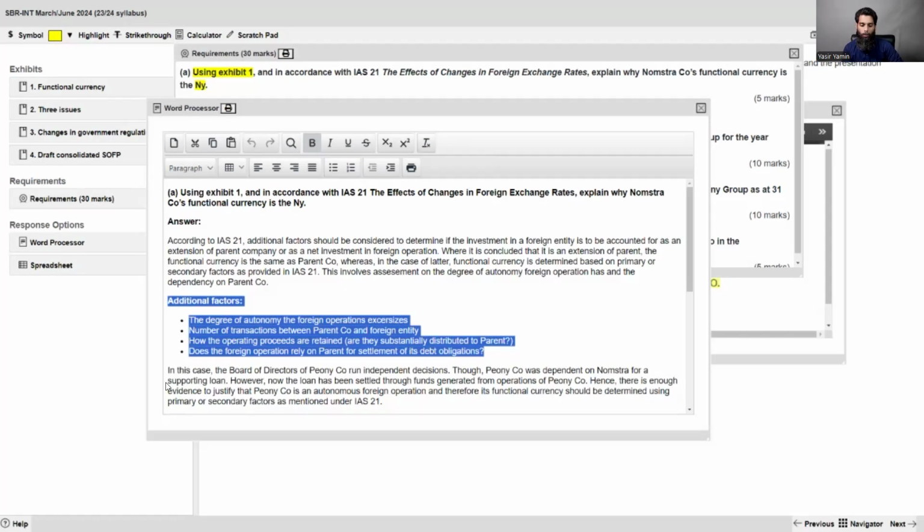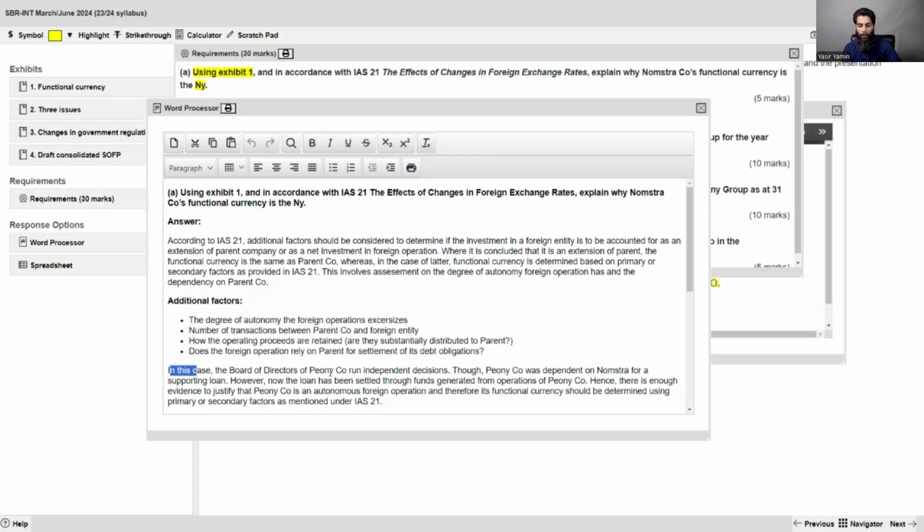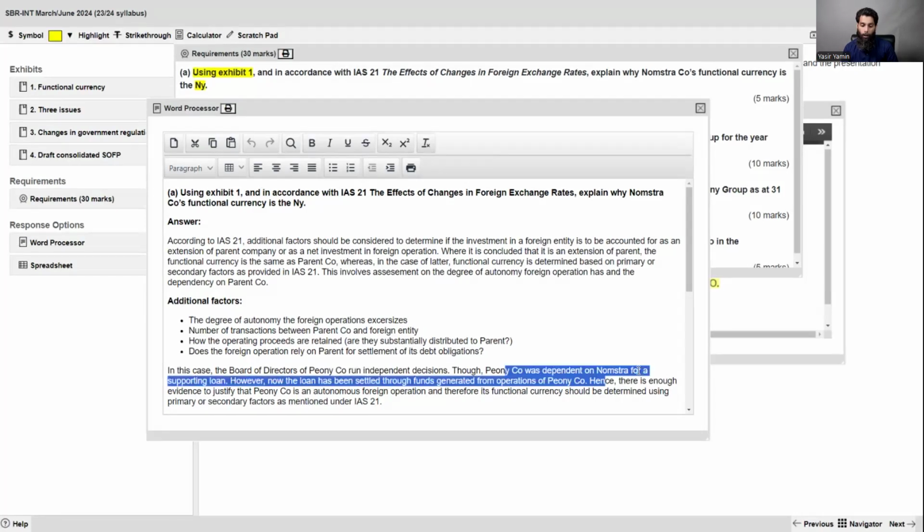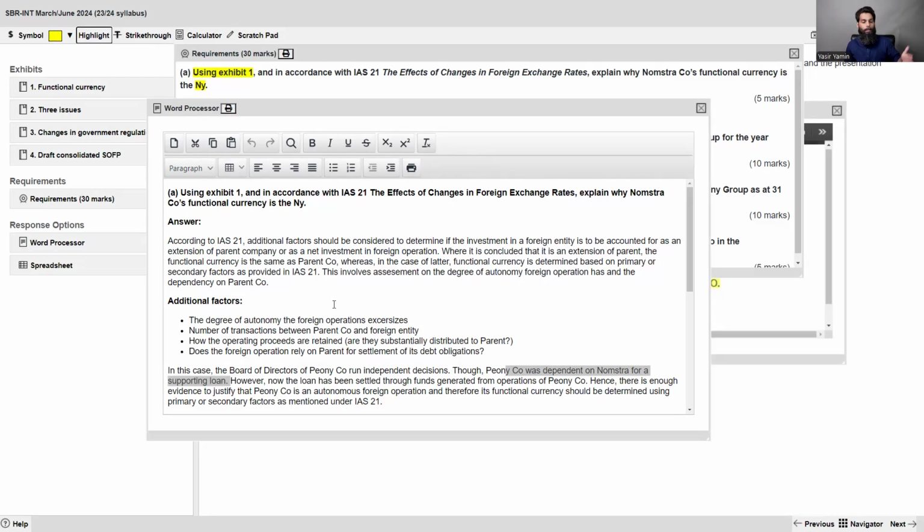And then we go on to say that in this case, the board of directors of Peony company run independent decisions, though Peony company was dependent on Normstra for a supporting loan. You need to mention this point very clearly, guys. You see, at one stage we thought that since they are seeking a supporting loan, they might be financially dependent on the parent company, and that would seem to suggest that it is an extension of the parent. But on the other hand, this point was negated.